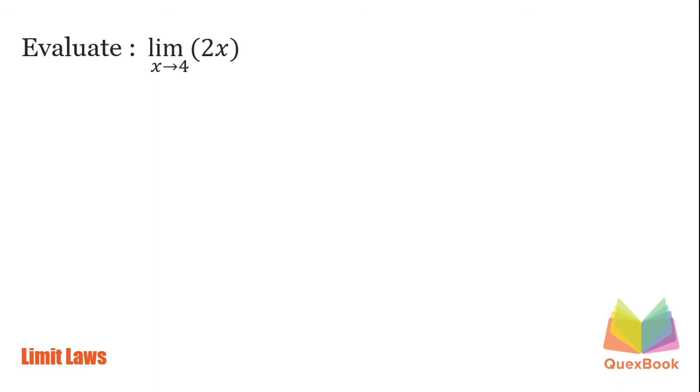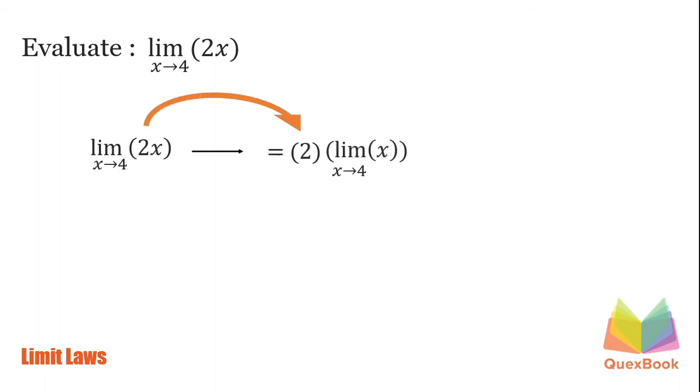Evaluate the limit of 2x as x approaches 4. Take out the coefficient, which is 2, and then evaluate the function first. So we'll be having 2 times the limit of x as x approaches 4. Evaluating the limit of x as x approaches 4 is 4, and multiplying it by 2 is 8. So the limit of this function is 8.